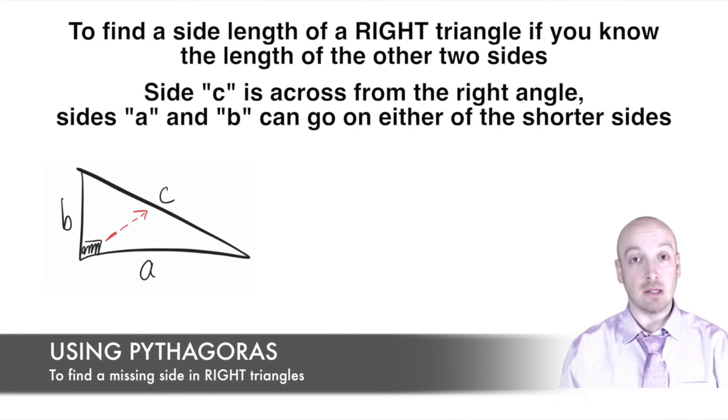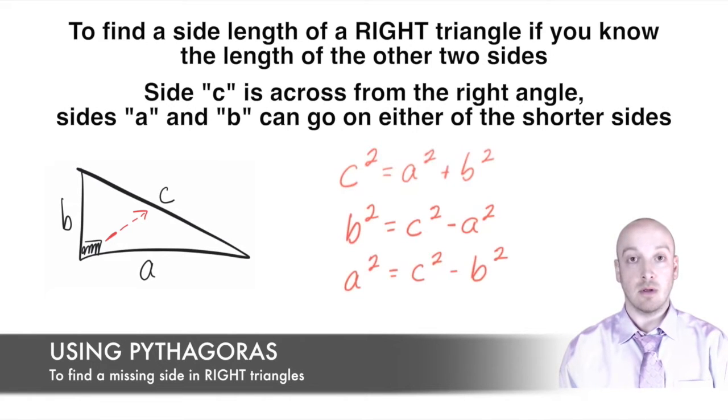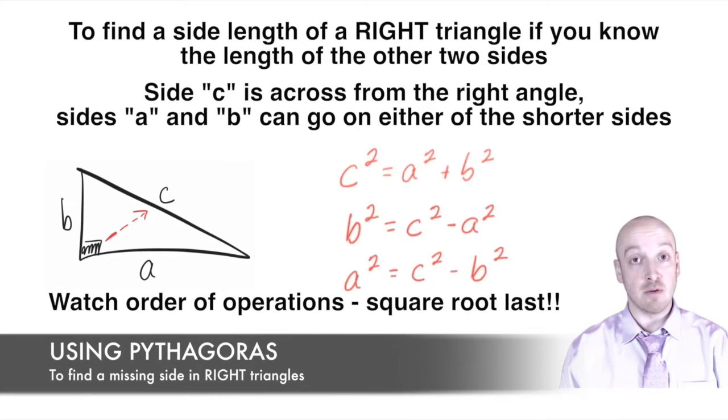Now the formula looks like this, but depending on which side we're looking for, we could write it like this, or this. And as long as the side length that you're looking for is by itself in the formula, you're ready to go. Now I have to watch my order of operations.